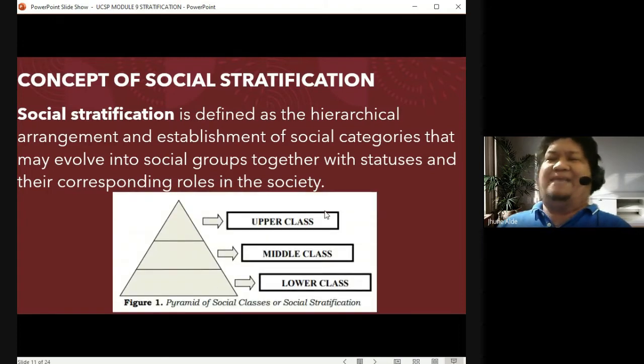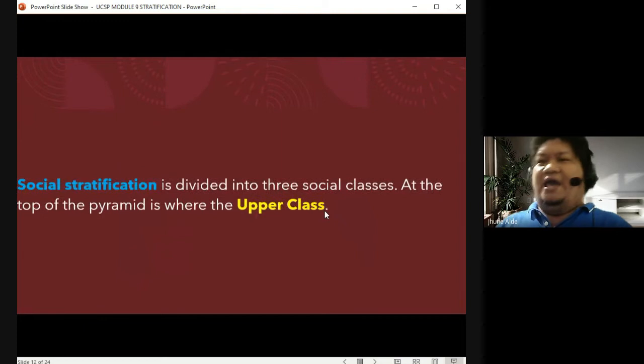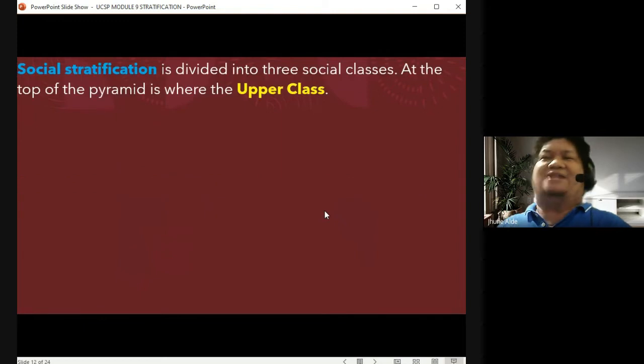So, look at the diagram below. You will see a pyramid. We call it the pyramid of social classes, or the social stratification. The upper class, they are on the top of the pyramid. Nasa gitna naman yung middle, and then sa base ng pyramid, yun naman yung mga lower class. And when we say social stratification, this is divided into three social classes.